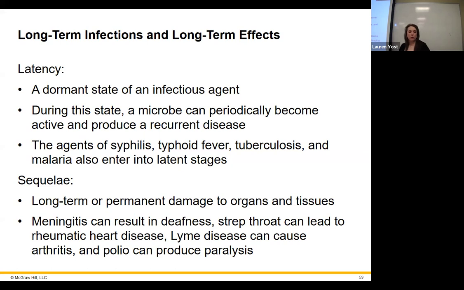Sequelae. These are permanent or long-term damage caused by disease. Meningitis can lead to deafness. Strep can lead to rheumatic heart disease. There's a lot of inflammation that your body could be reacting against. The outside of strep looks like our own cells. So when your body attacks the strep, it can also cause antibodies that then attack your own cells. That leads to rheumatic heart disease. And then Lyme disease, there's all sorts of problems associated with Lyme disease, depending on who you believe. And then polio can produce paralysis. If you didn't know that, I don't know what to tell you.